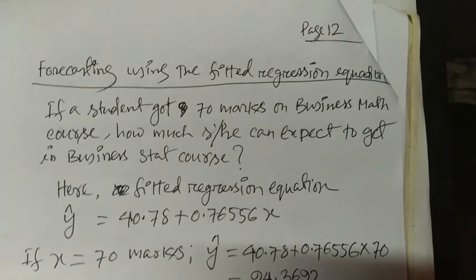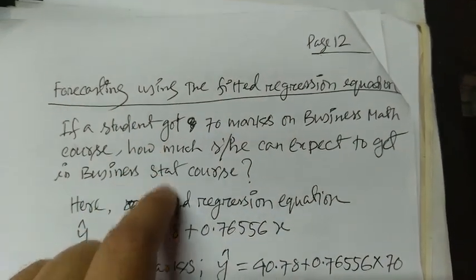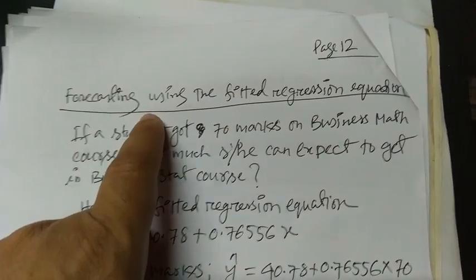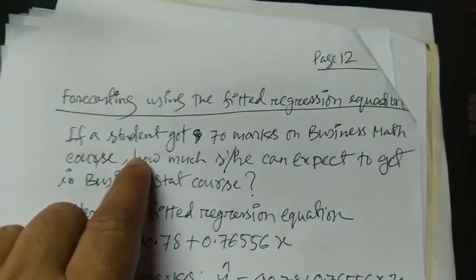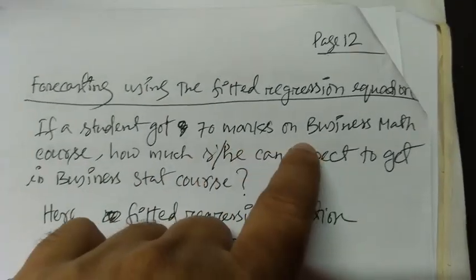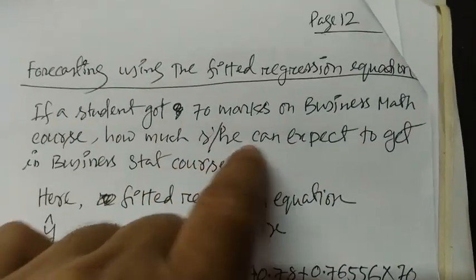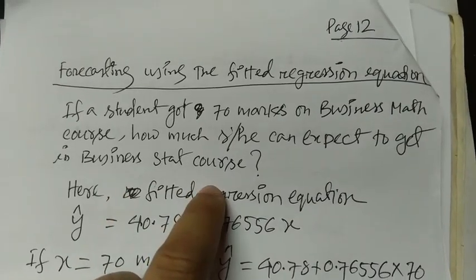Now we will study how we can use this regression equation for forecasting purposes. So, forecasting using the fitted regression equation. For example, if a student got 70 marks in the business math course, how much can she or he expect to get in the business statistics course?